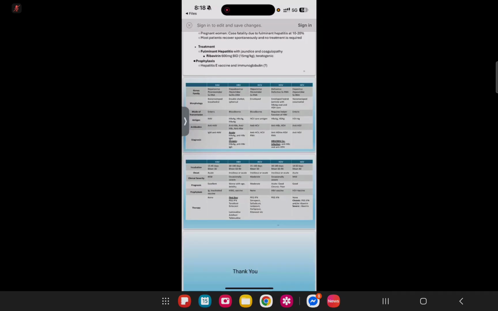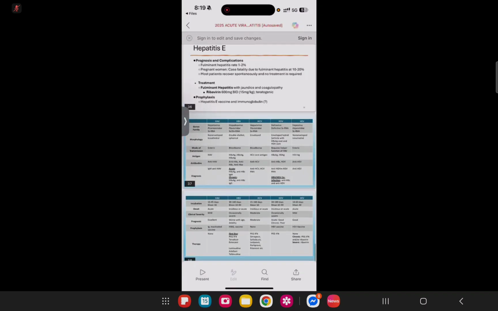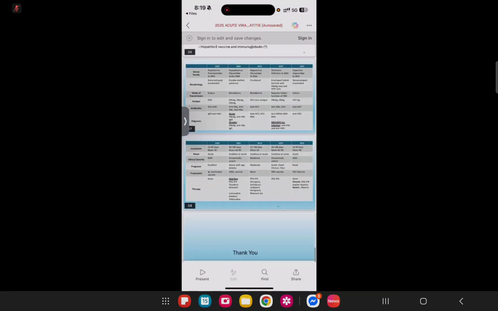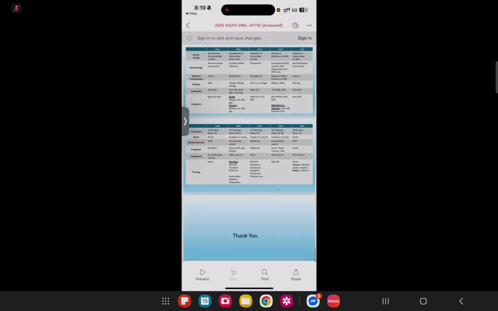So those are the key points for today's lecture. Remember that early detection, prevention through vaccination, and public health intervention are crucial in reducing the global burden of viral hepatitis. So that's it for this morning. And the next topic, on Friday, we will talk about chronic viral hepatitis and drug-induced liver injury.